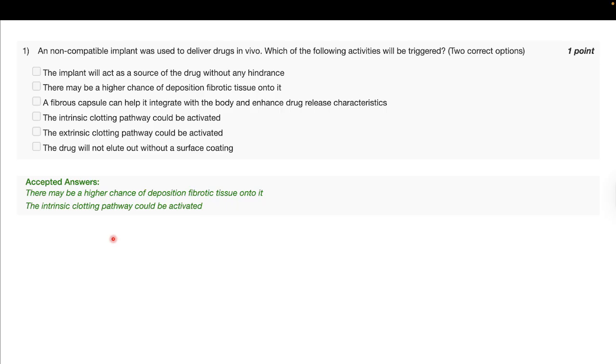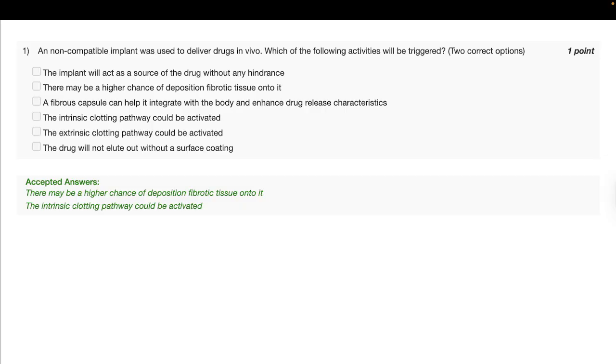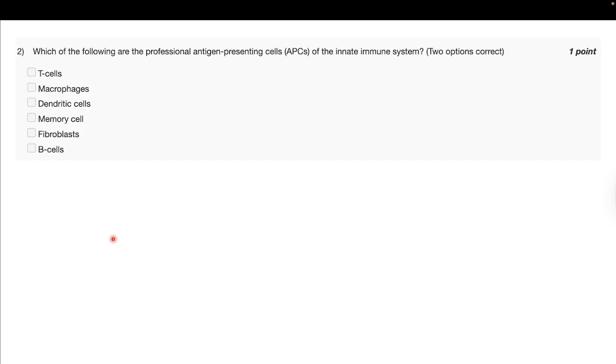I hope this is making sense, and if there are no doubts with this particular explanation, then I'll move on towards the next question. Okay, I'll move on towards the next question then.